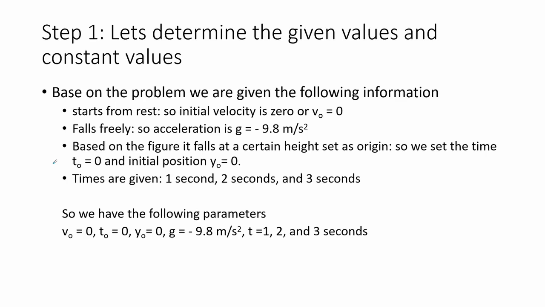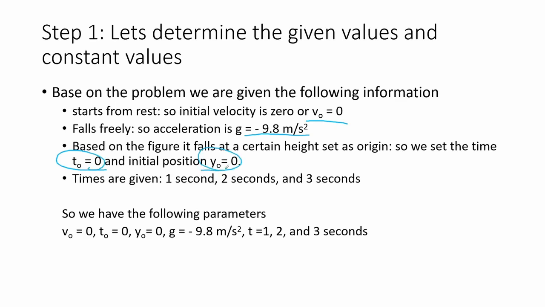Based on the problem we are given the following information. Starts from rest, so initial velocity is 0, or v0 equals 0. Falls freely, so acceleration is g equals 9.8 meters per second squared. Based on the figure it falls at a certain height set as origin, so we set the time t0 equal to 0 and initial position y0 equal to 0.